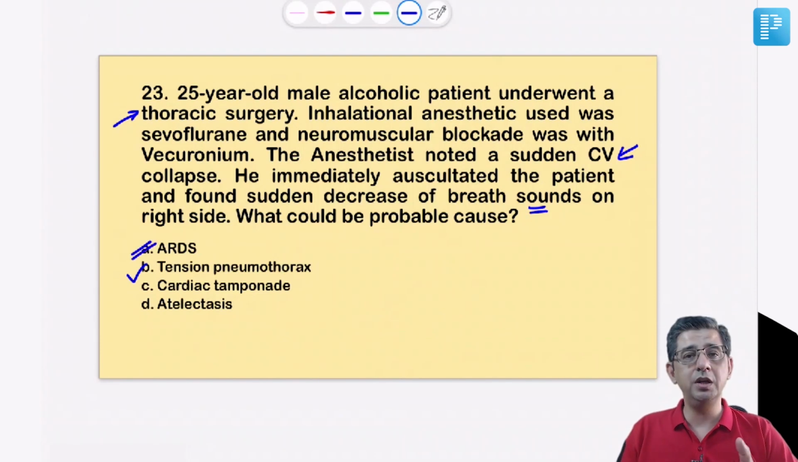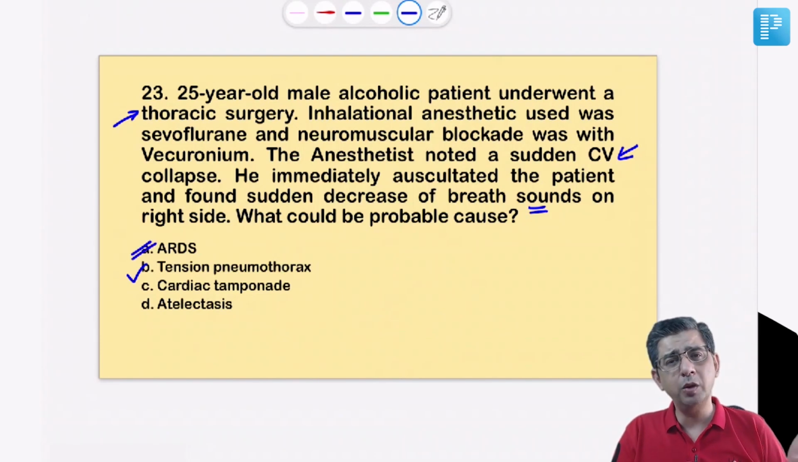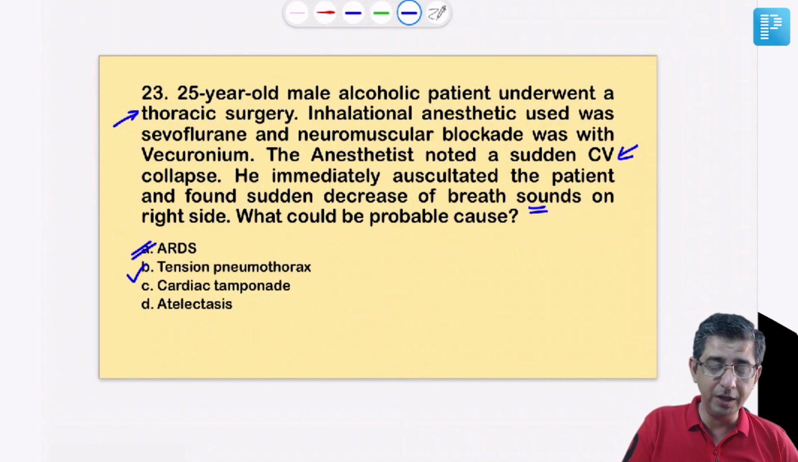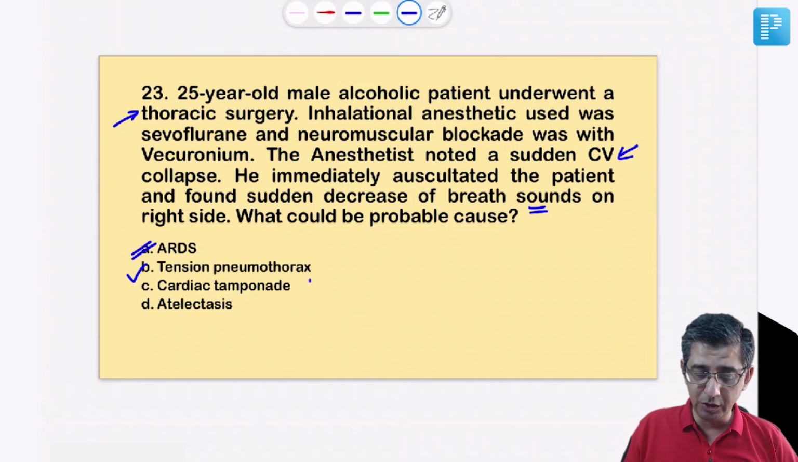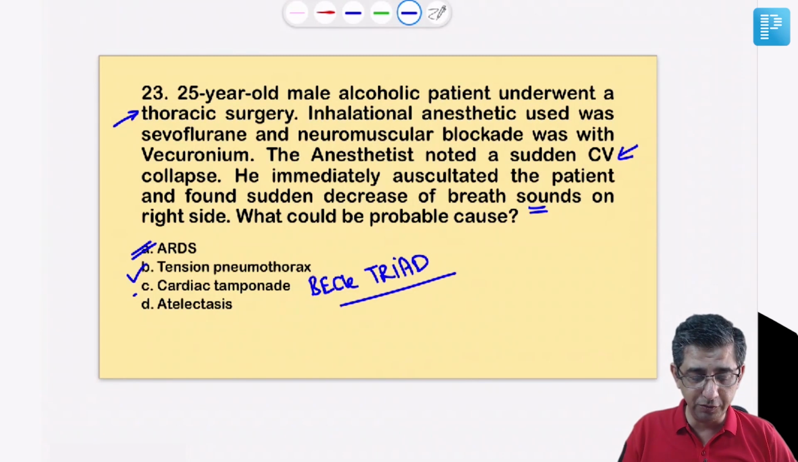Why? Because ARDS is usually seen after sepsis. So post-operatively, I could have thought of ARDS. Why not cardiac tamponade? Because there is no information suggestive of Beck's triad given in this case. There's no mention of any muffled heart sound, so it's off the radar.